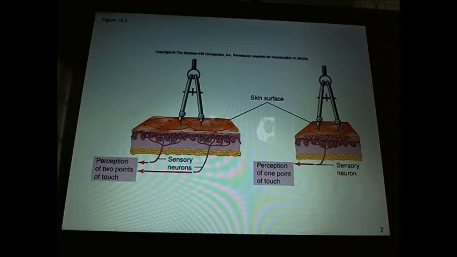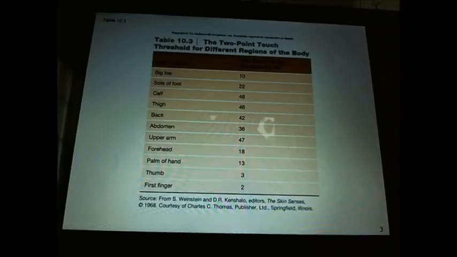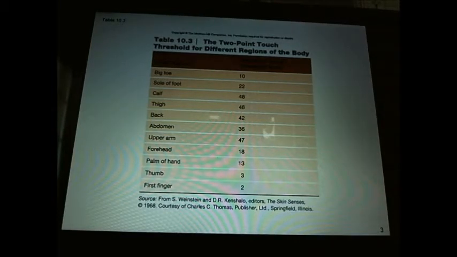So where you need a lot more sensitivity, that 2-point threshold is going to be much smaller. In an area that you don't need the sensitivity, that 2-point threshold is going to be a lot larger. For instance, here you look at the first finger right at the bottom there. The 2-point threshold for that is about 2 millimeters. On the big toe, it's about 10 millimeters.